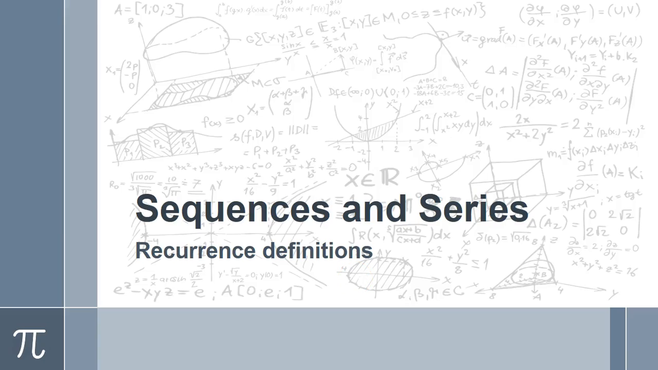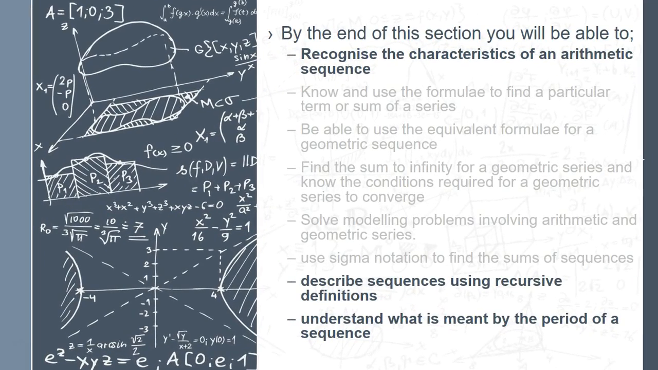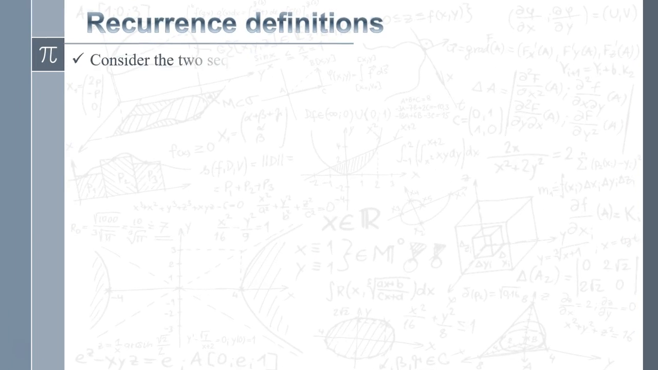Hi and welcome to this last video in the series on sequences and series, and in this one we're going to look at recurrence definitions, which is just another way of being able to define rules to describe our sequences. And as well as doing that, along the way we're going to mention something called the period of a sequence, but we'll get to that right at the end. So here we go, recurrence definitions.